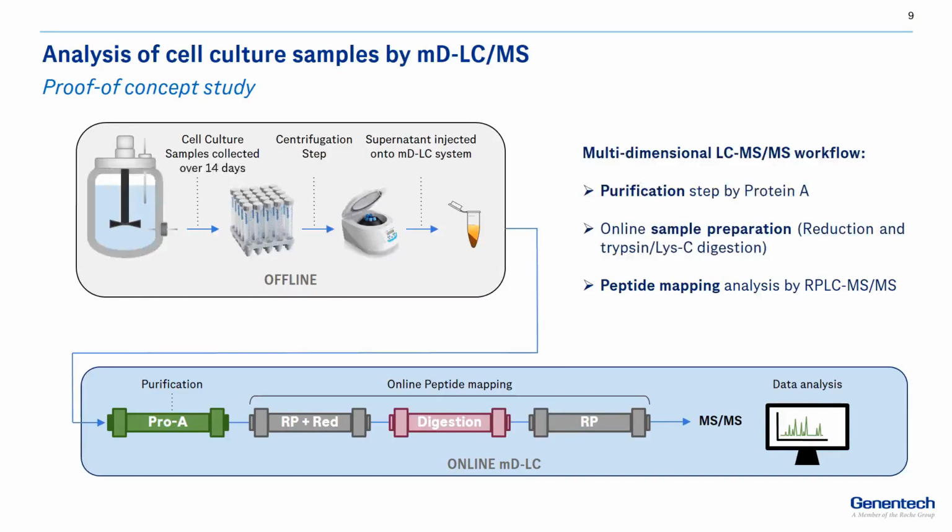Concerning the multidimensional LC-MS workflow, a purification step by protein A was first performed, followed by reduction and digestion on 2 different columns, trypsin or Lys-C, and RPLC final separation for peptide mapping analysis before MS detection.